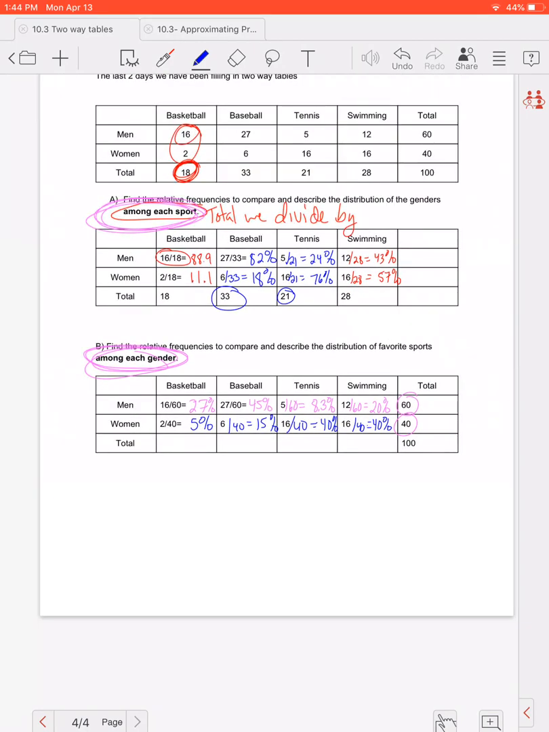So when you are trying to find relative frequencies, you're going to basically remake the table, okay? And you're going to divide either by the row totals or the column totals, okay? So you have to read what it says among. Among each sport, you divide by the sport totals or whatever the title is. If it says among each gender, you're going to divide by the gender totals.